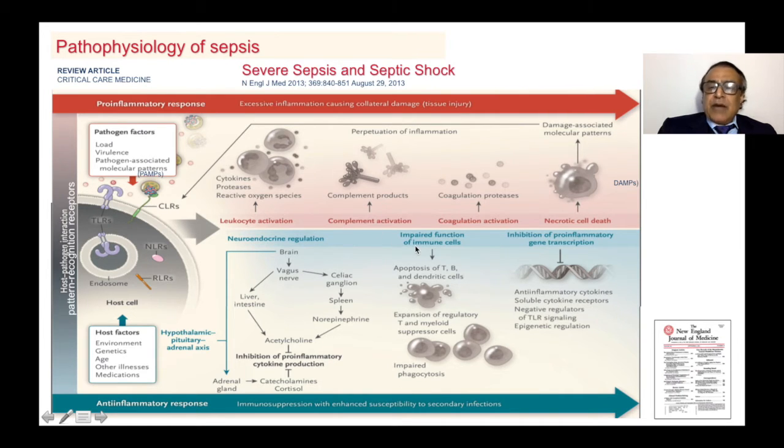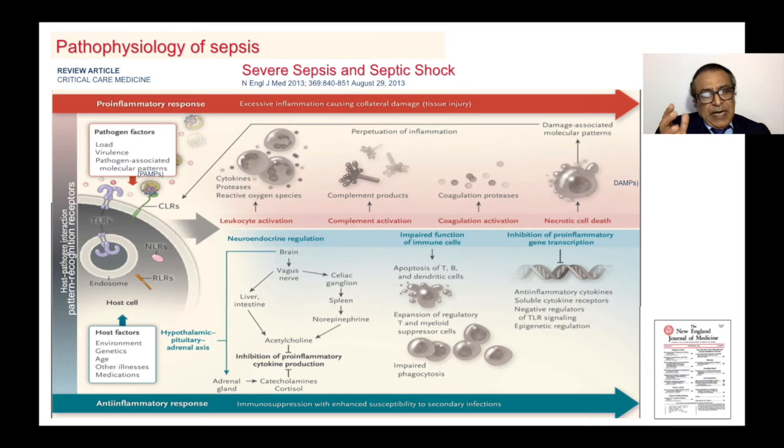And this is also carried forward by impaired function of immune cells, which leads to the apoptosis of T and B cells and dendritic cells. And there's also a change in transcription. The anti-inflammatory gene transcriptions get a downtrend, while the pro-inflammatory gene transcriptions get an uptrend.